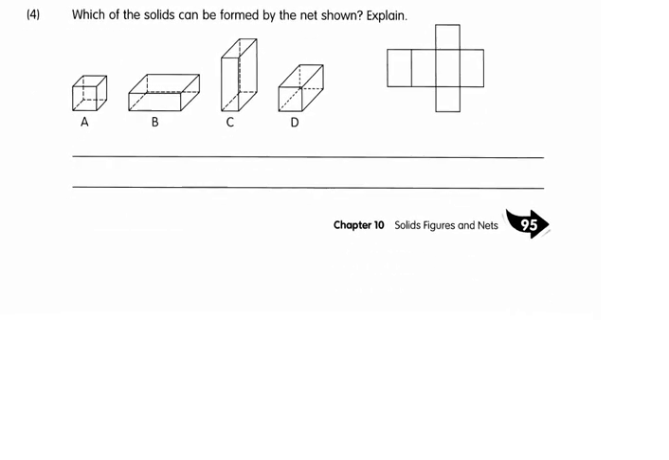Okay, next, question 4. Which of the solids can be formed by the net shown? Kaden? D. Are you sure it's D? Very sure? Explain why. Explain. The solid what? Certainly you can explain or just say whatever you want to say.